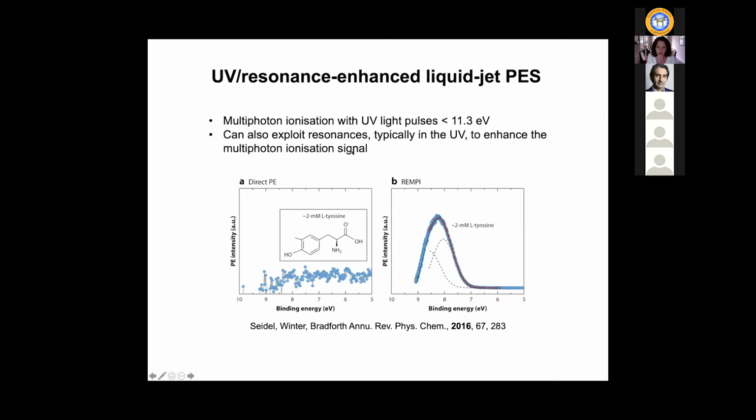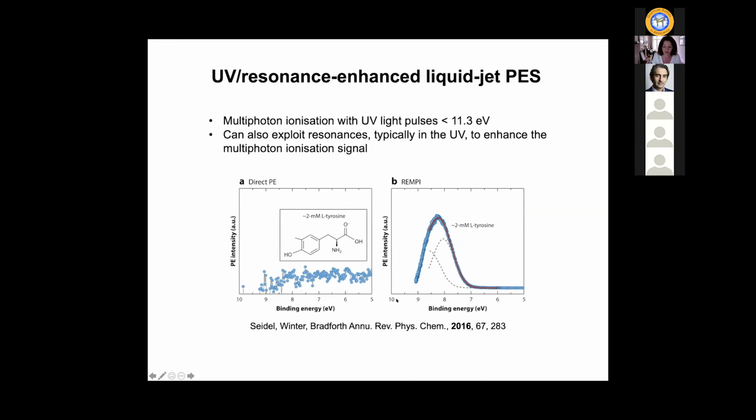All is not lost, though. We can use multiphoton ionization with UV light pulses. So the key is to keep the sum of the UV light pulses below the ionization potential of the water, so less than 11.3 eV or so. And also we can exploit the resonances, the natural resonances that the molecule has in the UV. So we can use resonance enhanced multiphoton ionization to enhance the photoelectron signal that we get.